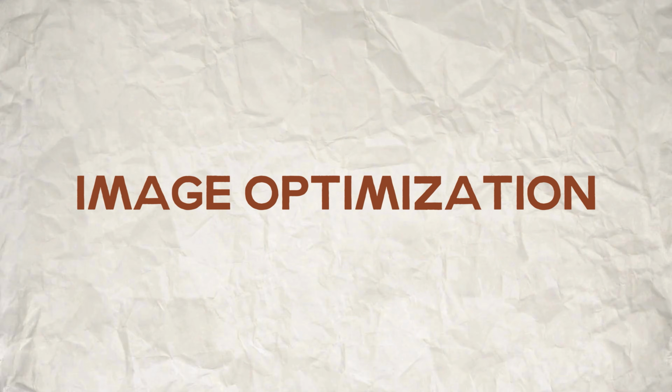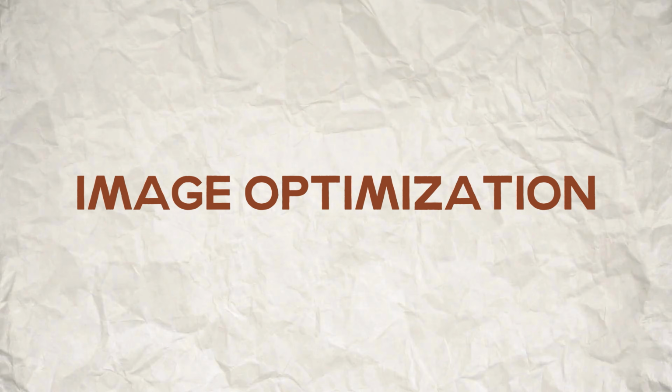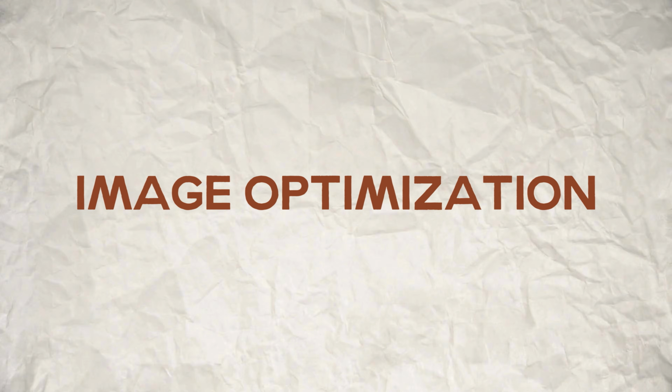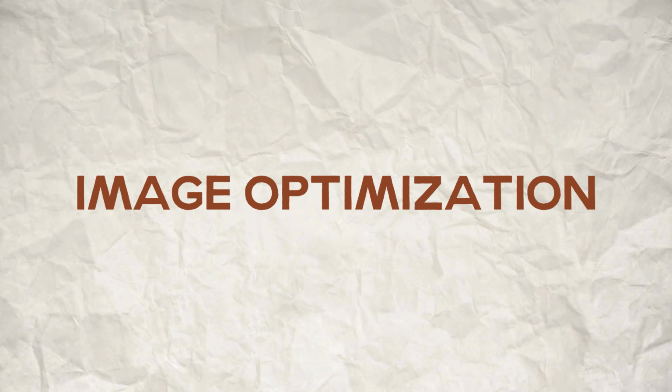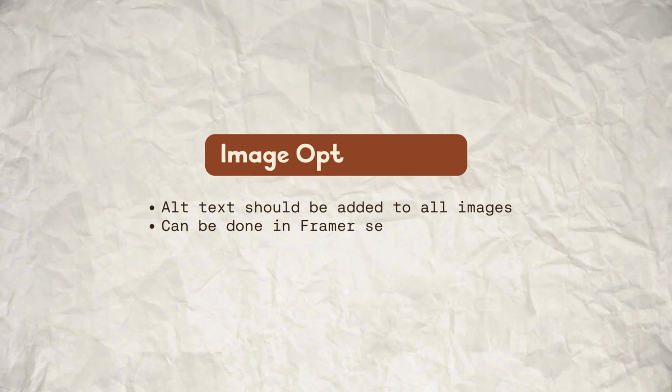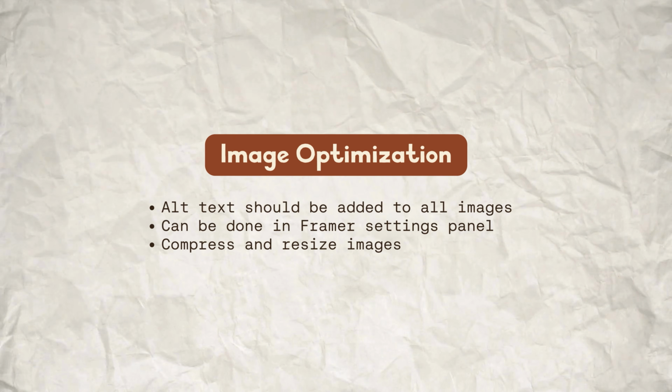The next most important thing to do for your SEO is image optimization. Every image, and I'm going to be honest with you guys, this one I am not the greatest at, but every image on your website should have alt text. But luckily, it is so easy to fix this inside of Framer because you can just click the image and update the alt text right there in the settings.